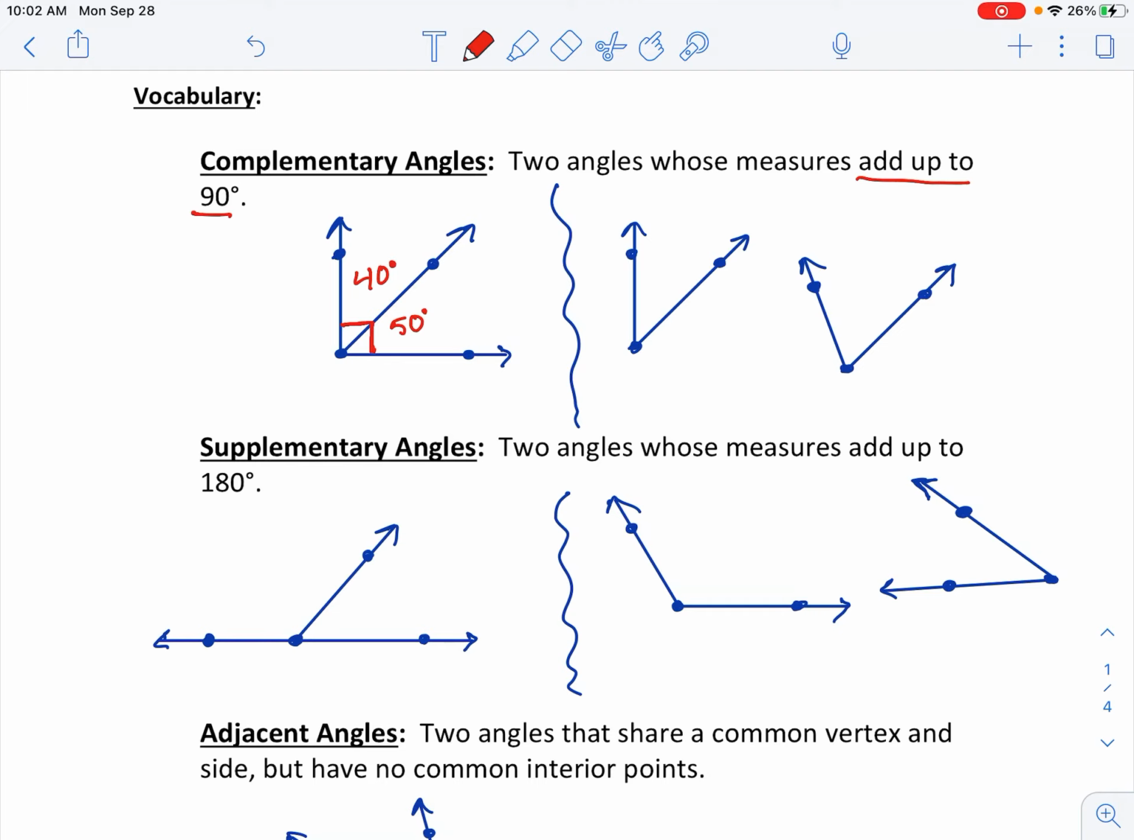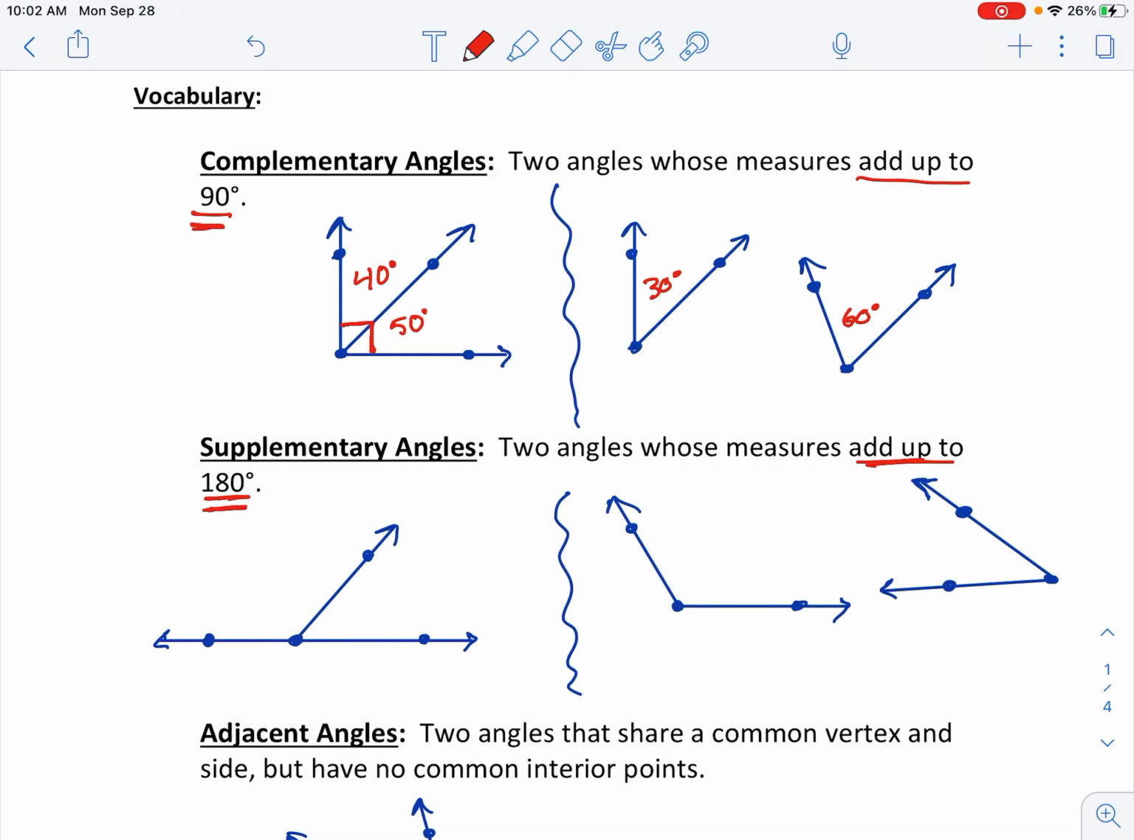However, they do not need to be connected. If we just had these two angles over here, let's say this one is 30 degrees and this one's 60. Because 30 plus 60 is 90, we would say those two angles on the right are complementary as well. So as long as we have two angles whose measures add up to equal 90 degrees, we will call those complementary angles. Now supplementary: it's two angles that add up to equal 180 instead of 90.